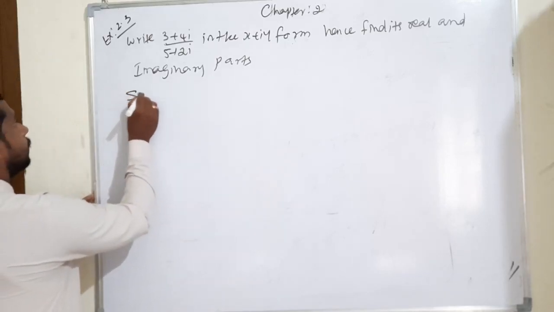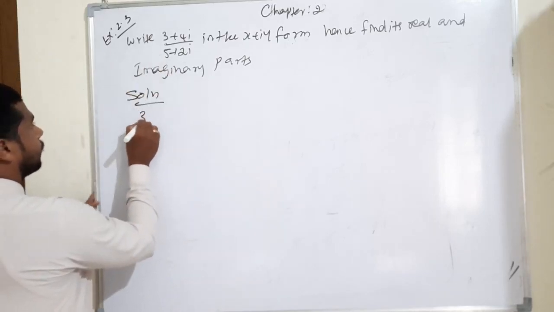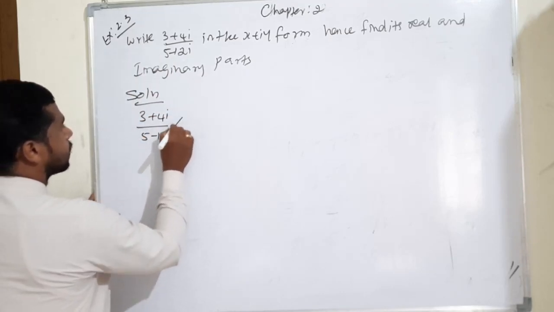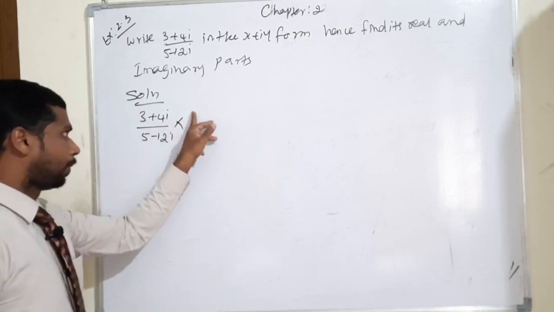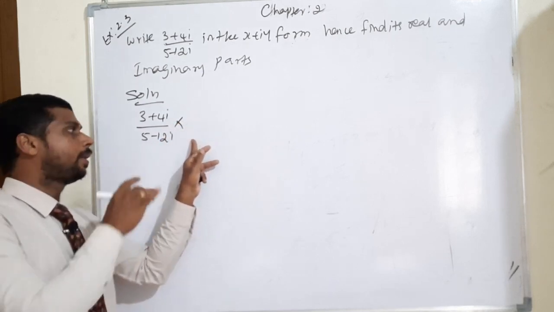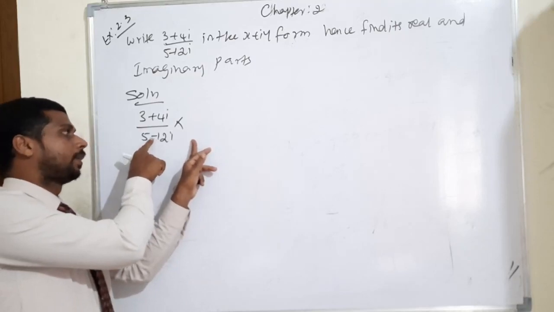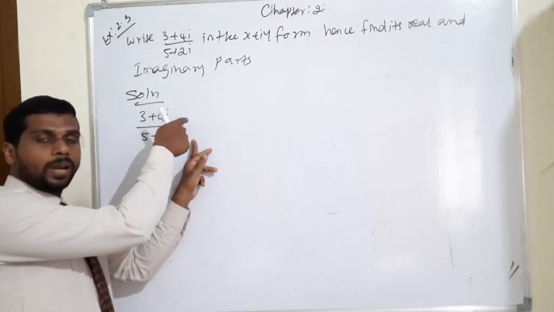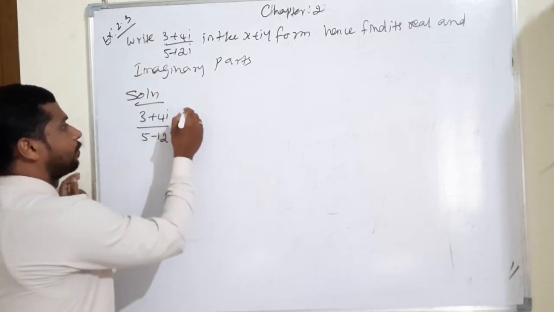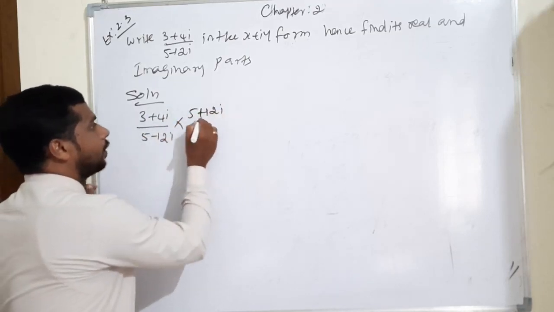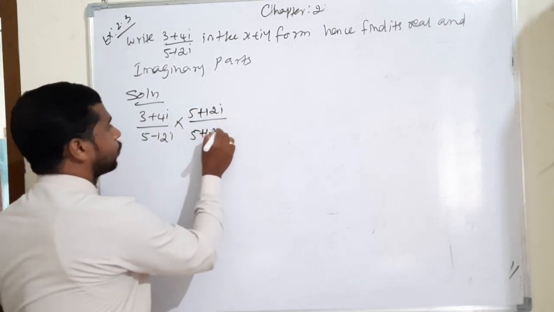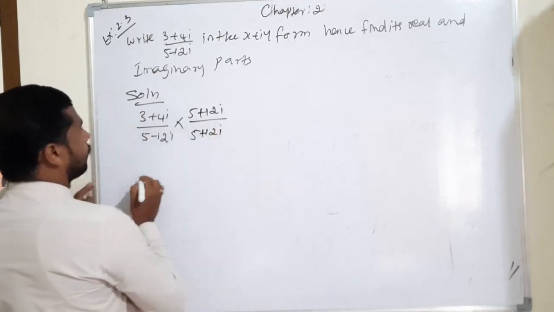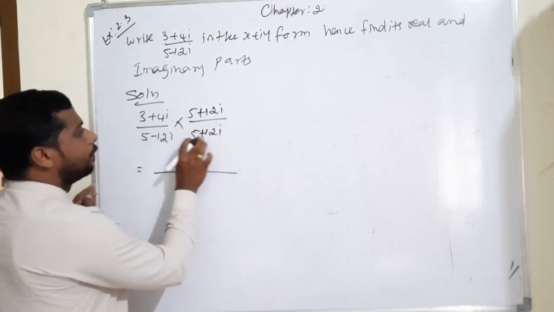Solution: 3 plus 4i divided by 5 minus 12i. For the numerator and denominator we apply the opposite sign of the imaginary part. Here the denominator has a negative sign, so we multiply both sides by 5 plus 12i: 5 plus 12i divided by 5 plus 12i. After applying this, the denominator becomes very easy.